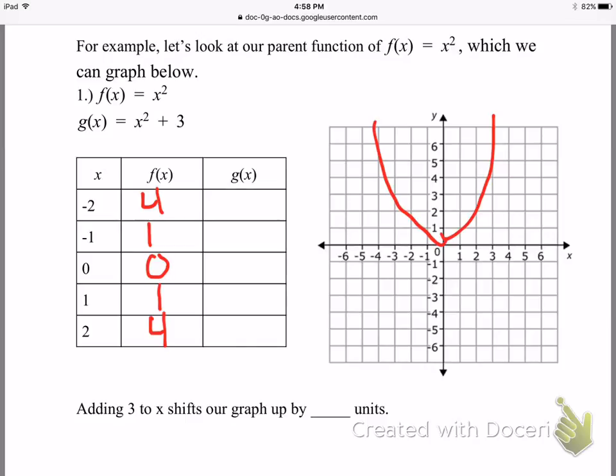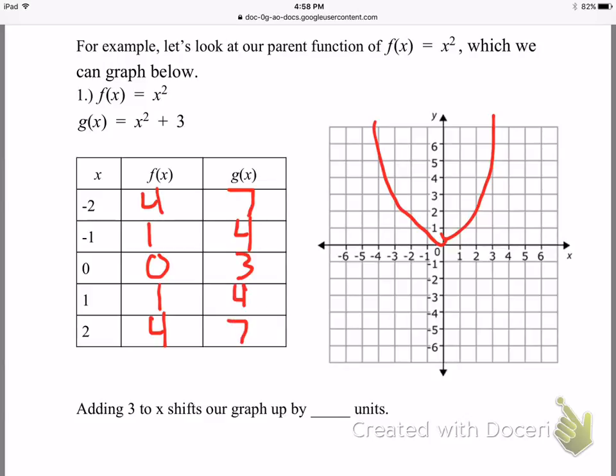So that's easy enough. Now if we want to find g of x, we know that g of x is just f of x plus 3. So we can take our f of x column and add 3 to get g of x. If we have an input of negative 2, we're going to have an output of 7. For negative 1, 4 plus 3 is 7, wait, 1 plus 3 is 4. 0 plus 3 is 3. 1 plus 3 again is 4. And 4 plus 3 is 7.